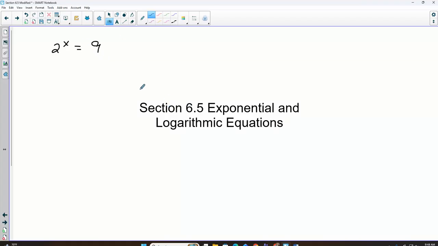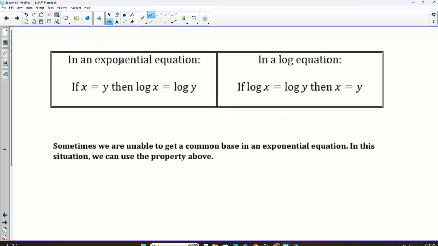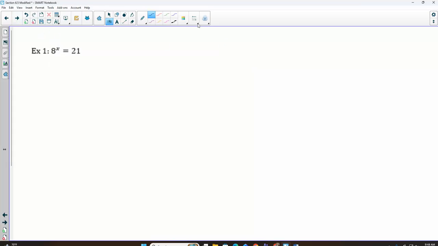in this section. To do that, we have really two properties that we're using. Today we're focusing on this first box. So we're going to start out with exponential equations. If two things are equal, then it's true that the log of each thing is equal. So essentially this is telling us we can add a log to each side of an equation, and it's still true. So we use this in situations where we can't get a common base.